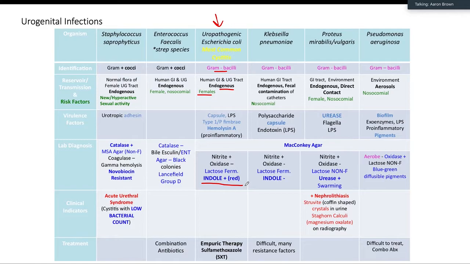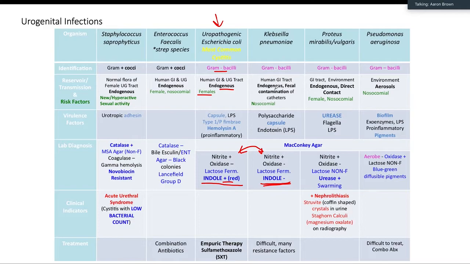Okay. In terms of diagnosing this one, it's very important to differentiate it from your Klebsiella in this one slide over. Klebsiella is almost the same in terms of lab diagnosis, except for this indole breakdown that E. coli is able to do. It's able to break down indole, giving you a positive reaction. So Klebsiella, very, very similar.